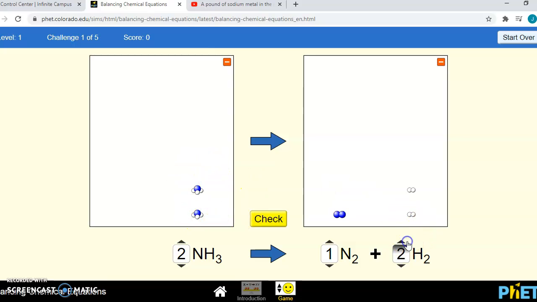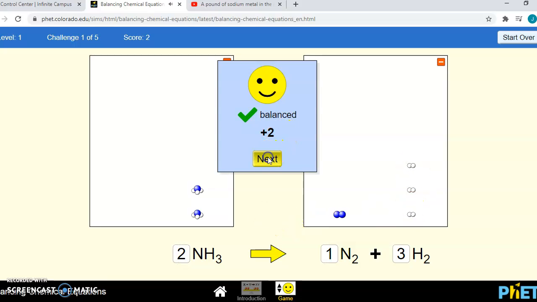So if I come over here, well, now 2, 4, 6. So I could look at this and say, well, if we had 2 molecules of ammonia, that would react and break down into 1 molecule of N2 and 3 molecules of H2. And that would be balanced because we see there are 2 nitrogens, 6 hydrogens, 6 hydrogens. Boom. You can check that. And good.